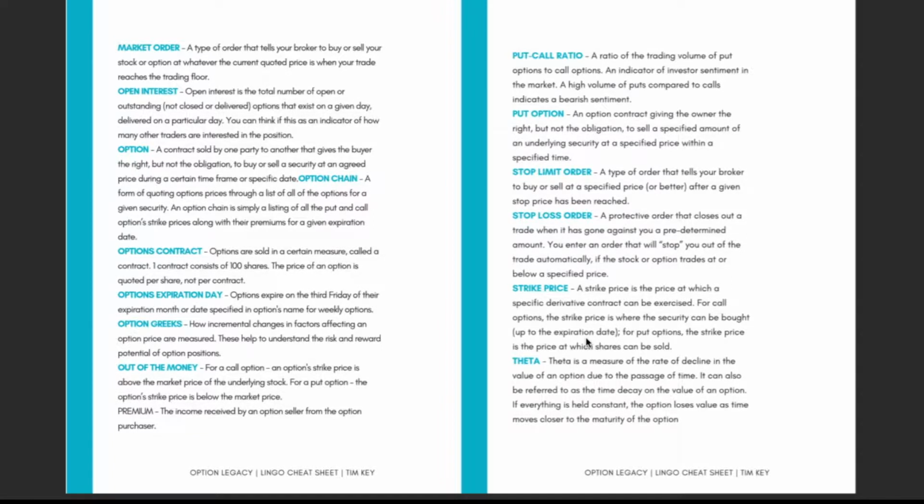Theta is the measure or the rate of decline in the value of the option due to the passage of time. It can also be referred to as time decay on the value of an option. If everything were to be held constant, and intrinsic value and implied volatility were to stay still, the option would lose value as time moves closer to the maturity or the expiration of the option contract.